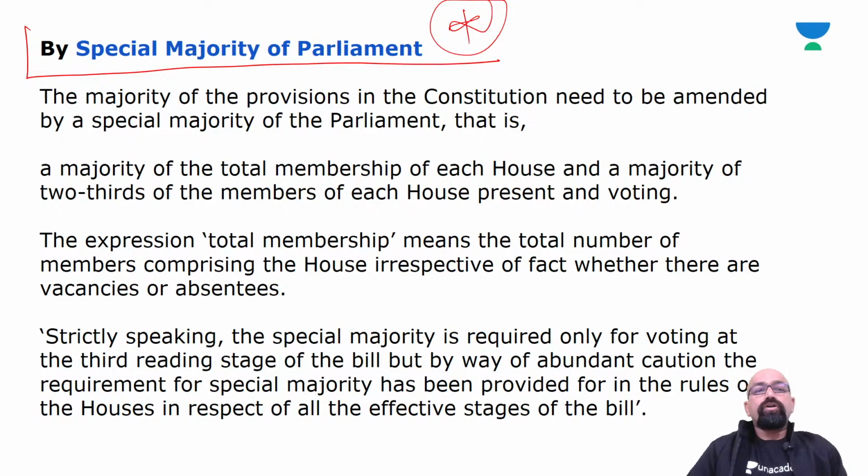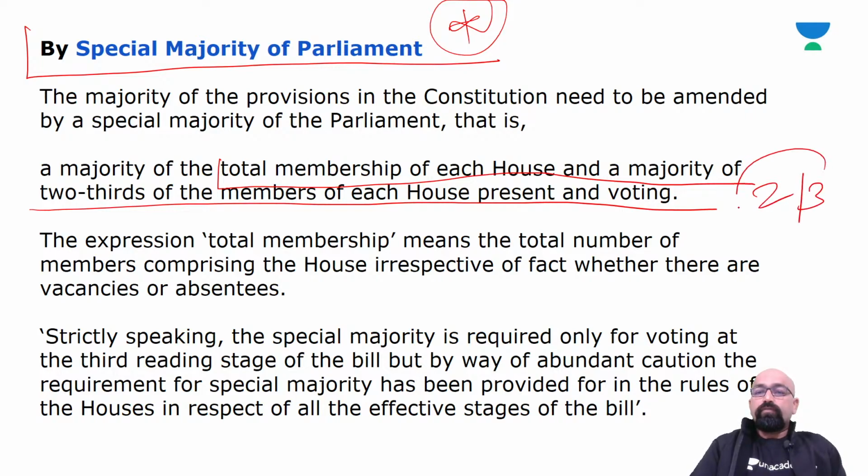Yes guys, so the special majority of parliament, which is the majority of the provisions in the constitution, need to be amended by a special majority of the parliament, that is a majority of the total membership of each house and a majority of two-thirds of members of each house to be present and voting.